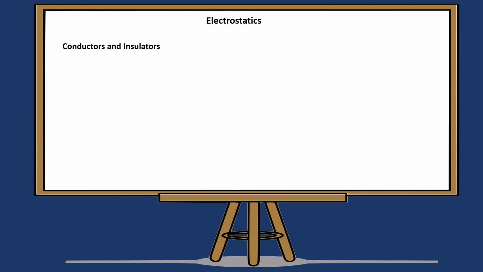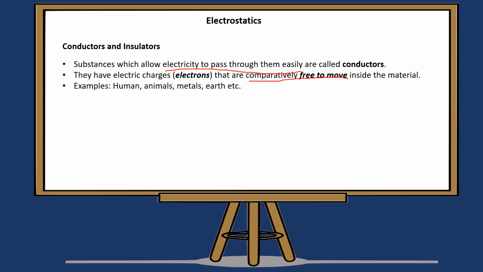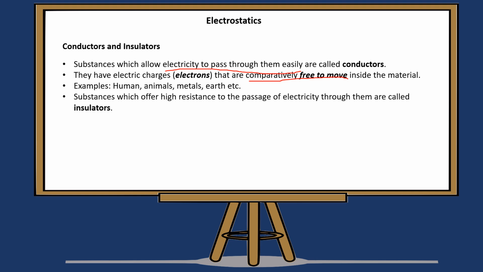Conductors and insulators. Substances which allow electricity to pass through them easily are called conductors. How can they pass electricity easily? Because they have electric charges. That means they have electrons that are comparatively free to move inside the material. For example, human bodies, animals, metals, earth, etc.